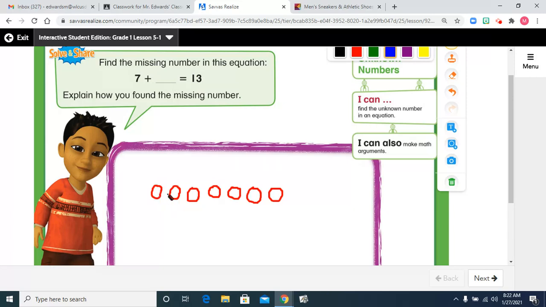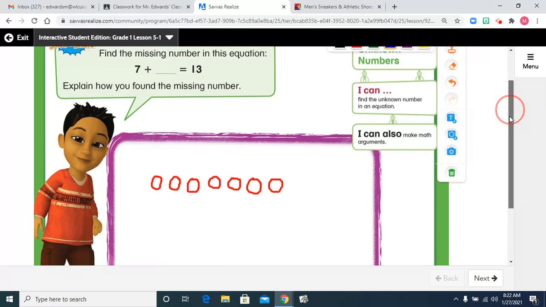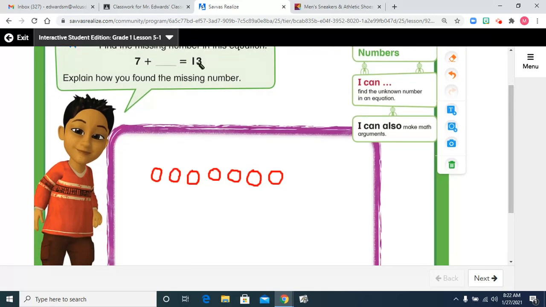So right now we have 7 right here. Now let's start adding more circles until we get to 13 total. Okay, so we have 1, 2, 3, 4, 5, 6, 7, 8, 9, 10, 11, 12, 13.